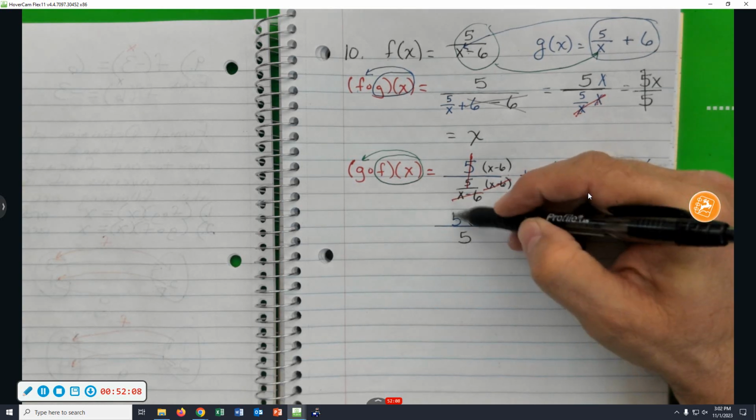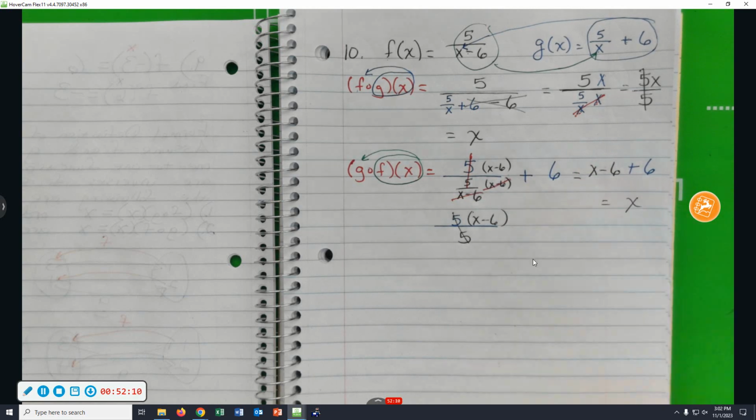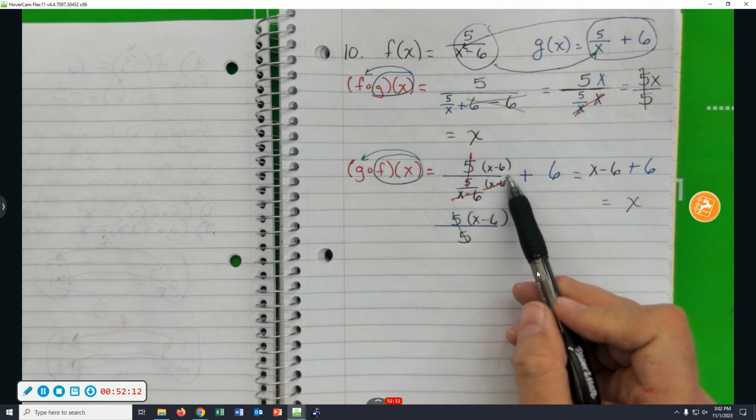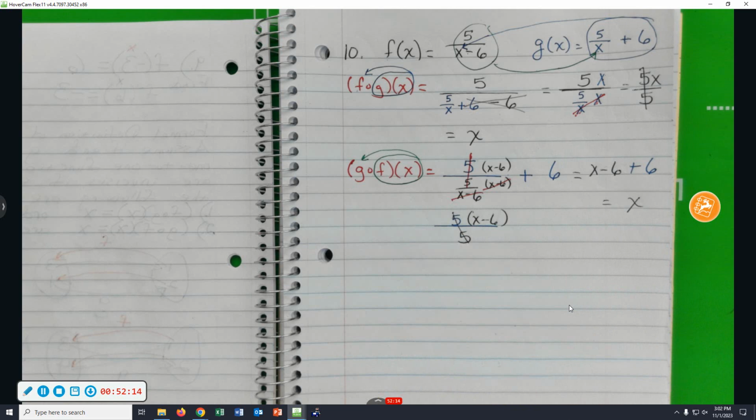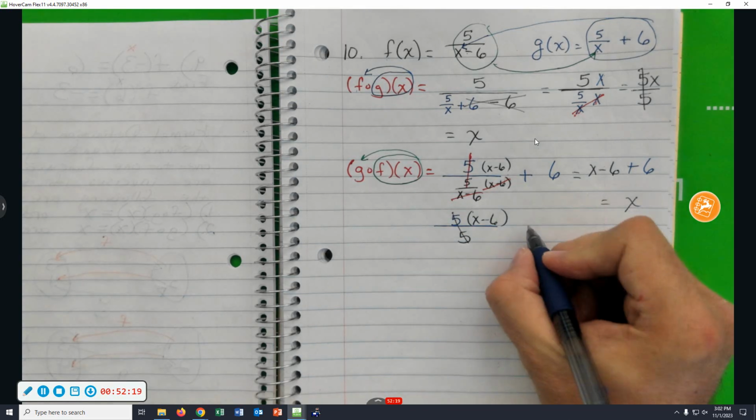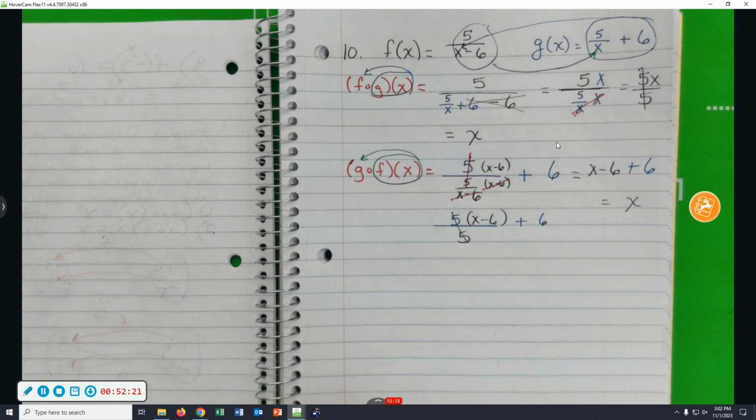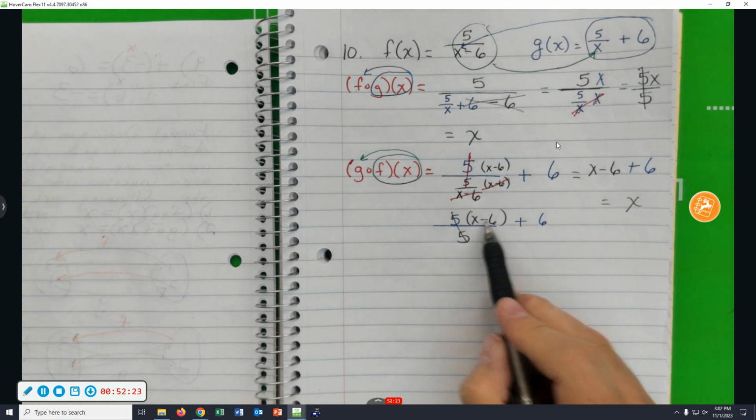But I think most students would just do what I did here. Just cancel the 5 and cancel the x minus 6. But I thought that we were trying to make sure they saw what was happening. Yeah, you're right. Doing what most students do. And so, any questions there?